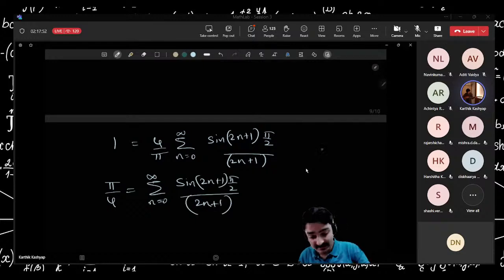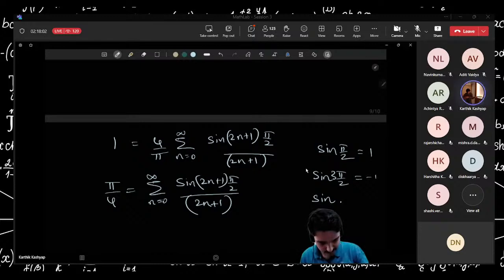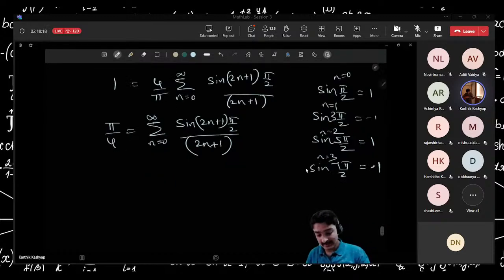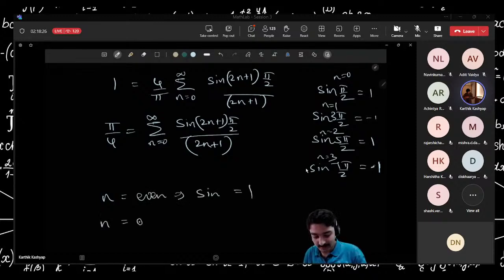Now let's see, sin pi by 2 is equal to 1. Sine 3 pi by 2 is -1. Sine 5 pi by 2 is 1. Sine 7 pi by 2 is -1. So in this case, n is equal to 0, n is equal to 1, n is equal to 2, n is equal to 3. So when n is even, we get the sine value equal to 1, and when n is odd, we get the sine value equal to -1.